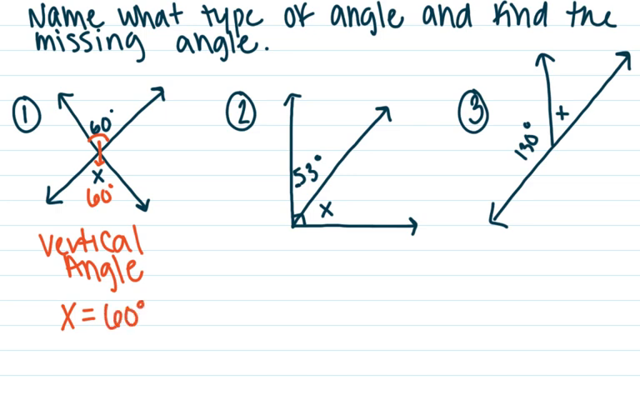That is the missing angle. Remember, vertical angles are congruent. They are equal to each other. Their across the street angles are equal to each other.